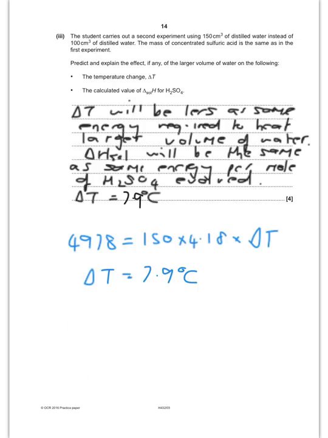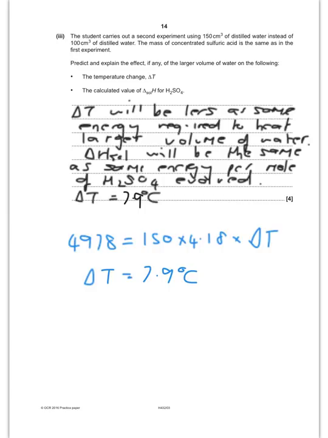So I'm now going to use a greater mass of water. What will be the temperature change? So delta T will obviously be less because the same amount of energy, you've got the same number of moles of sulfuric acid being added, but that amount of energy is being spread over a greater volume of water. So delta T, first of all, will be less.